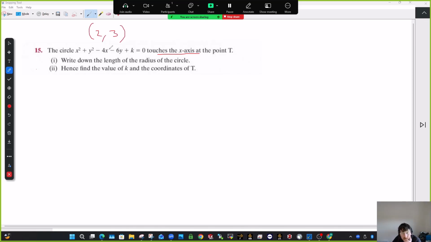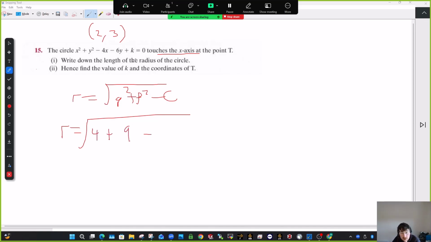We know its center is (2, 3). Half change the sign in front of the x, half change the sign in front of the y to get the center. We don't know k, and we don't know the radius, because the radius here is the square root of g squared plus f squared minus c. Remember, we don't worry about the signs because we're squaring here. So we get 4 plus 9 minus c. c is k, so we go minus k here. So you see, we can't get the radius until we get k.